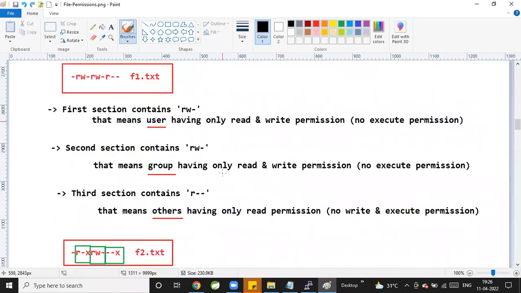Now, can you read this use case? Hyphen, rw hyphen, rw hyphen, r hyphen hyphen, space f1.txt. Can you tell me who is having which permission on the f1 file? Can you read these three sections? Who is having which permissions on that file?